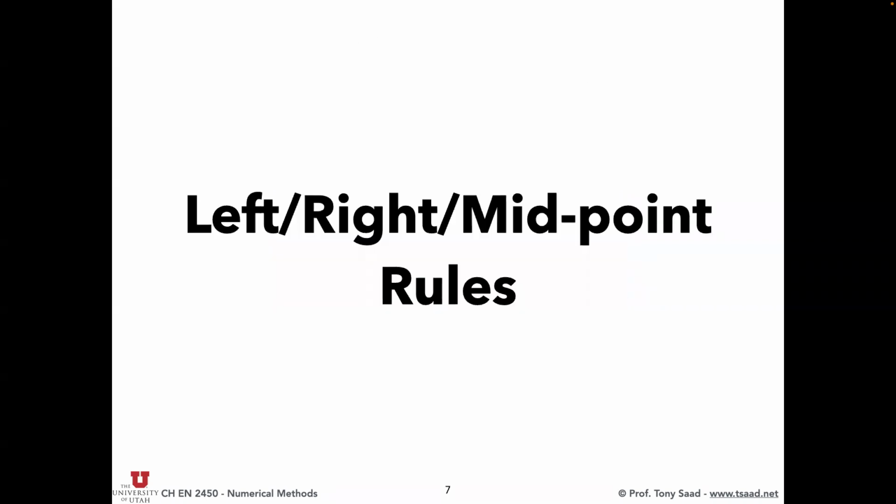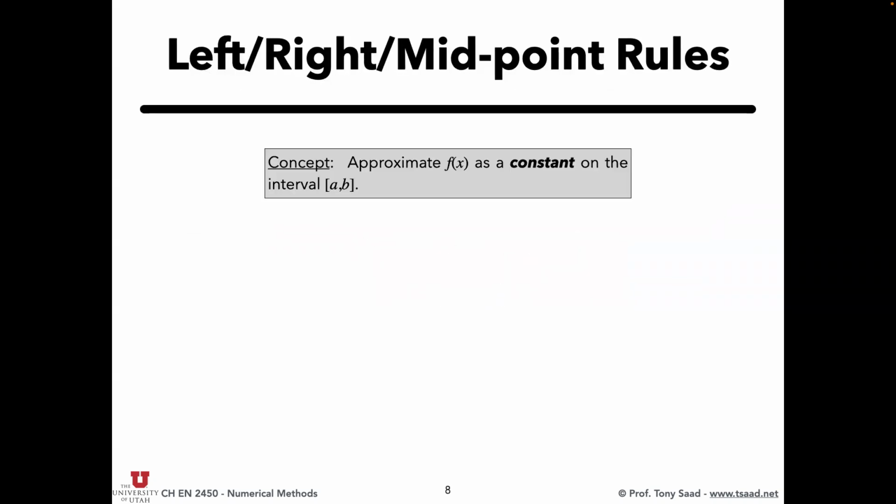We start with the simplest approach, which is called the left point rule, right point rule, or midpoint rule. The idea here is you approximate the entire function as a constant on the interval AB. We haven't said anything about the interval AB, and bear with me, we're going to learn how we can increase our accuracy. But on any interval AB, we're going to approximate our function as a constant. So you simply substitute f of x approximately equal to a constant. A huge error is being committed there, but we can reduce that significantly.